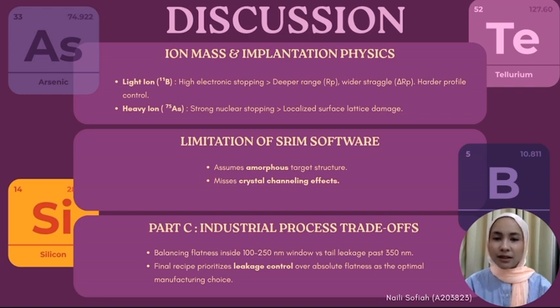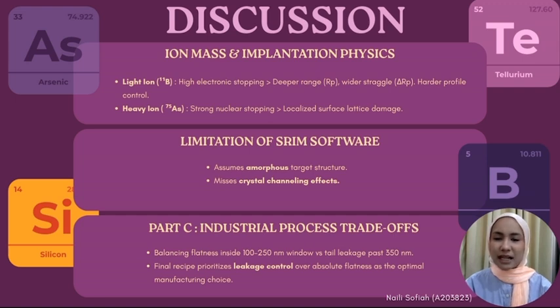The overall result showed that ion mass strongly affects implantation behavior. Boron is a light ion, so it penetrates deeper into silicon and produces a wider straggle. This makes boron useful for forming deeper doped regions, but it also makes the profile harder to control. On the other hand, arsenic is heavier, so it experiences stronger nuclear stopping and produces more localized lattice damage near the surface.